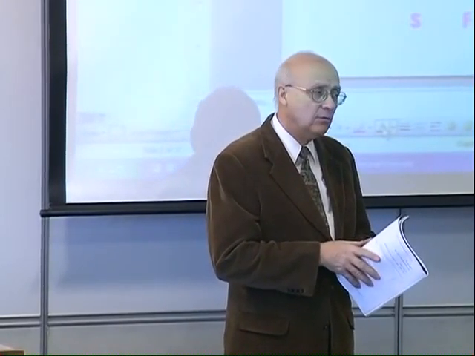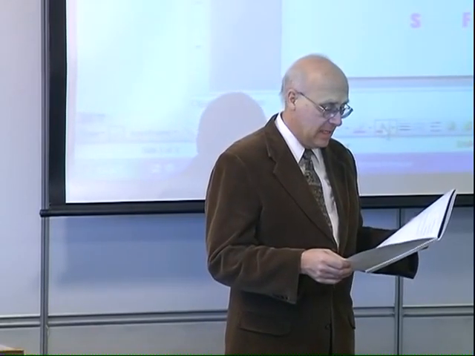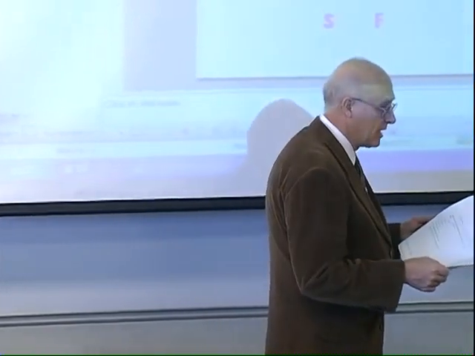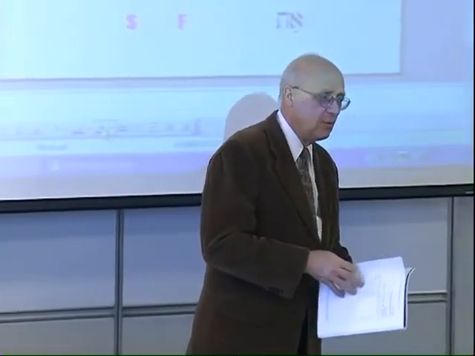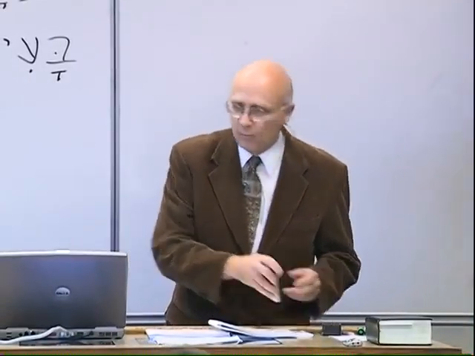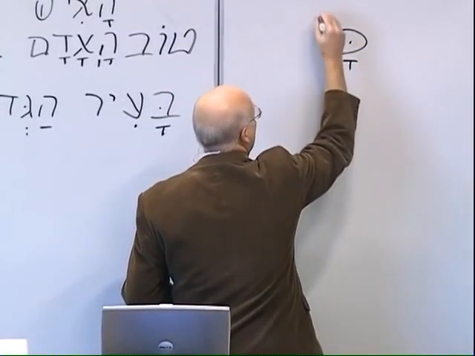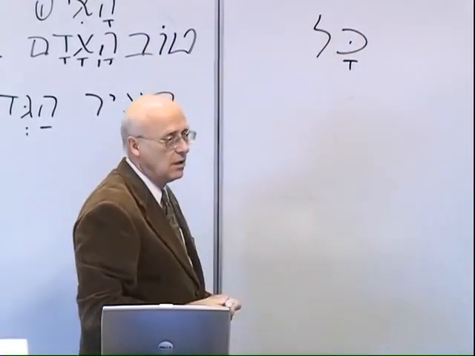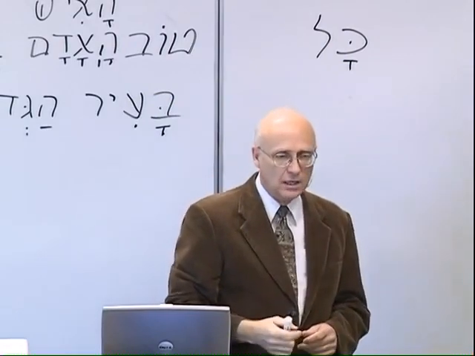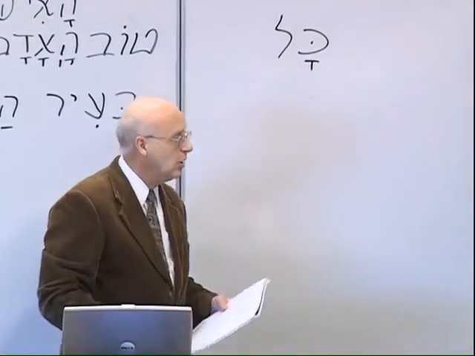Koli. Koli. Did you look back in the textbook and check, see what the construct is? How about kol? Ah, that works better, doesn't it? It's kaf, kametz, lamed. Kal is the shortened form of kol.